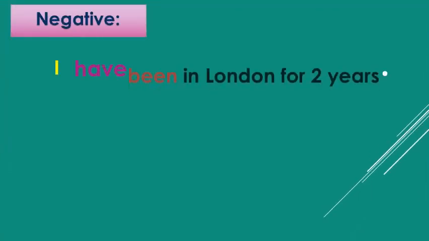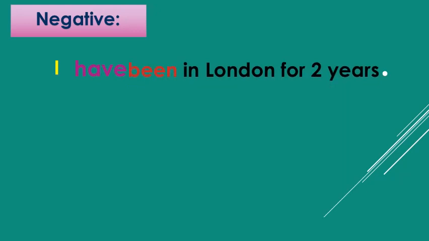الحالة النفي. So here we have an example about the affirmative form. I have been, we just add not. So it becomes I have not been. So we add not between the auxiliary verb and the main verb. نضيف not بين الفعل المساعد والفعل الرئيسي. And we can contract it to I haven't.